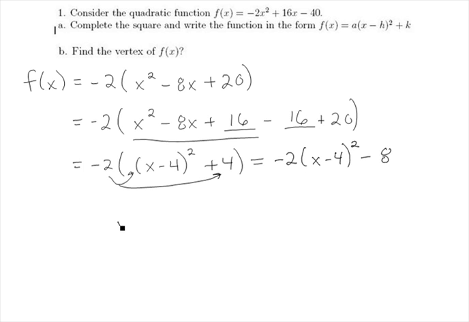And the reason we do this is because in this form, it's in the standard form of a parabola, which means we can identify very quickly what the vertex is. The number being subtracted from x is the x-coordinate of the vertex, so 4, and the number at the end here, negative 8, is the y-coordinate.